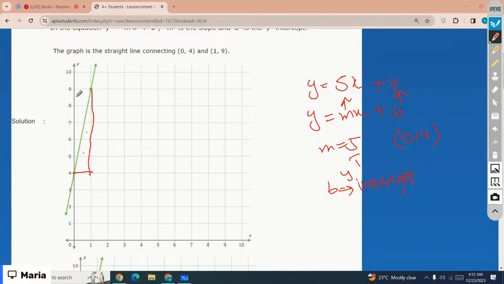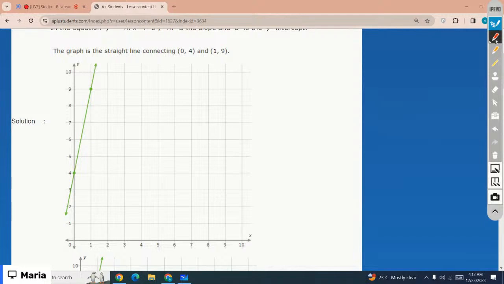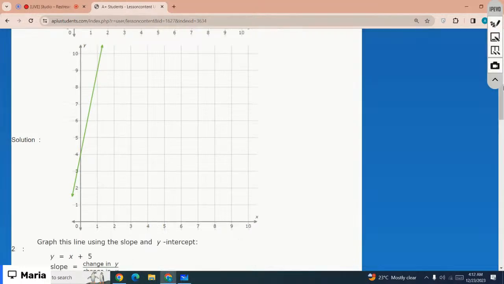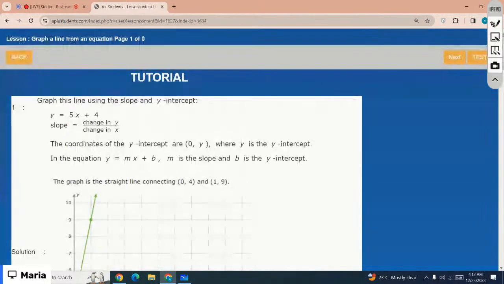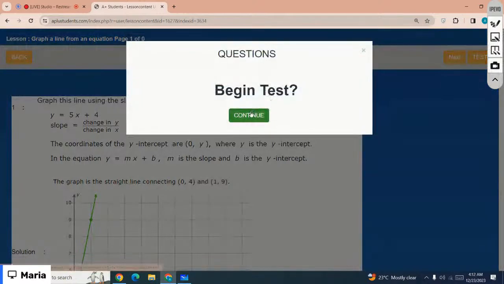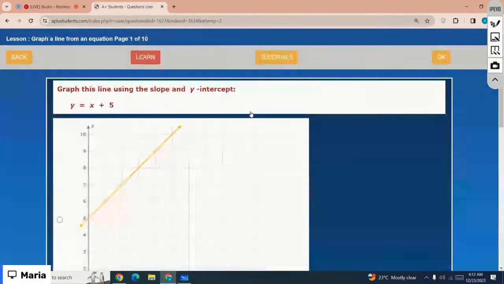Now let's just start with the test questions. We're going to learn how to plot the graph when we are given the equation. When we are given the equation, you get two pieces of information from the equation. The first one is the slope and the second one is the y-intercept, right?